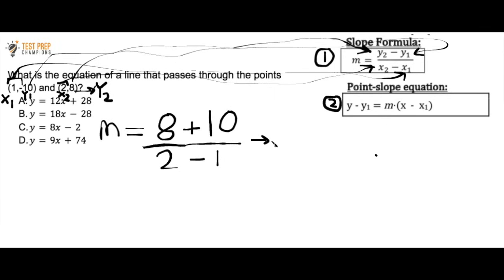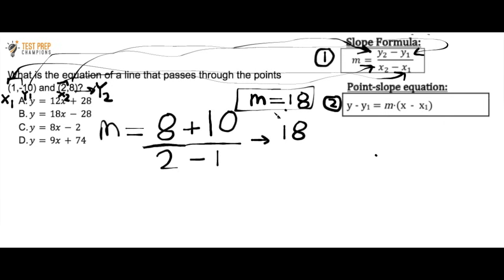8 plus 10 is what? 8 plus 10 is 18. 2 minus 1 is just 1. 18 divided by 1 is just 18. So what did I figure out? Well, I just figured out that my slope is equal to 18.